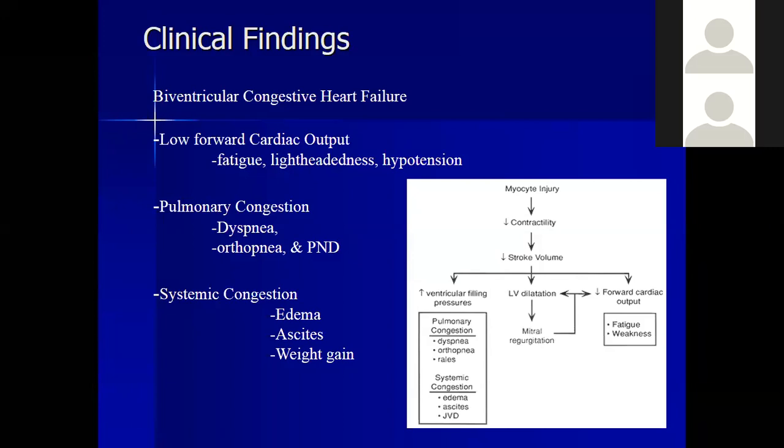Now, when you develop biventricular congestive heart failure, you will have low cardiac output, fatigue, lightheadedness, hypotension. You have pulmonary congestion, dyspnea, orthopnea, and PND. With systemic congestion, you have edema, ascites, weight gain. So these are the symptoms.